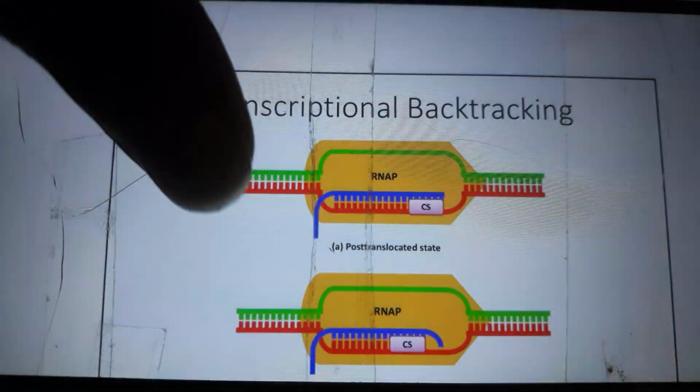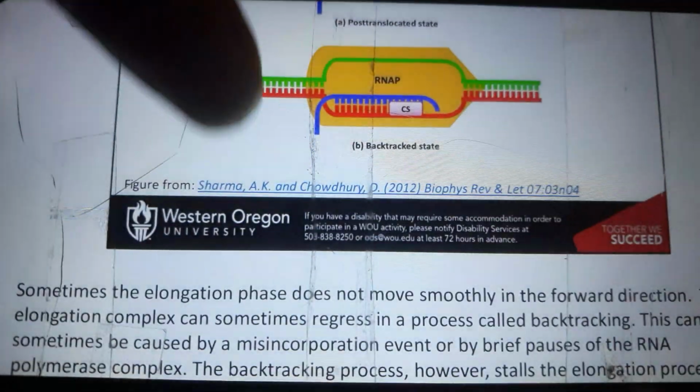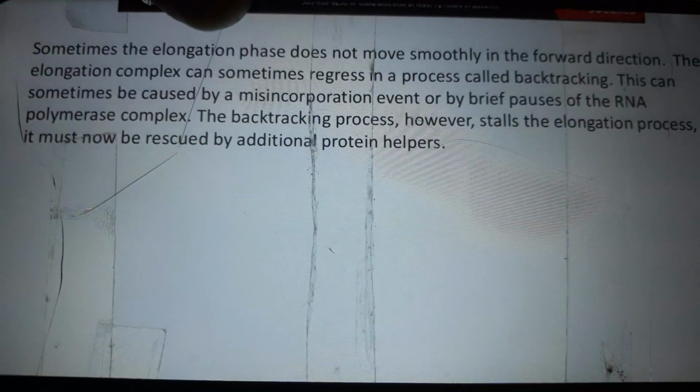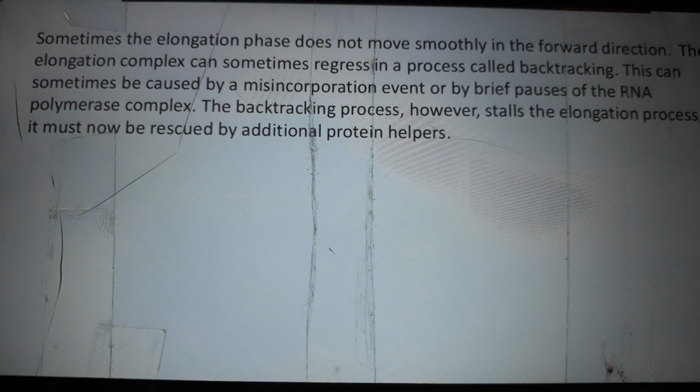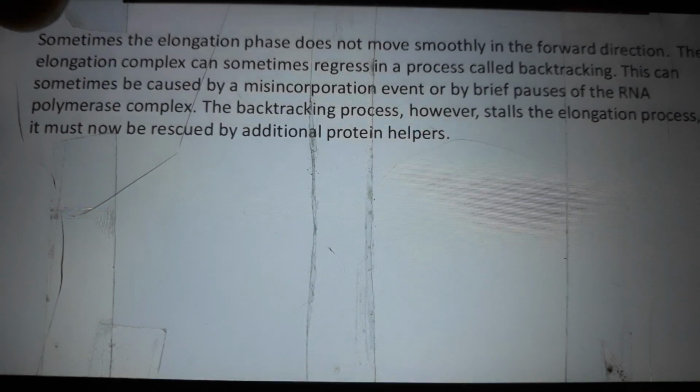This is the transcriptional backtracking illustration. Sometimes the elongation phase does not move in a forward direction. The elongation complex can sometimes regress in a process called backtracking. This can be caused by a misincorporation event or by a brief pause of the RNA polymerase complex. The backtracking process, however, stalls the elongation process, and it must now be rescued by additional protein helpers.